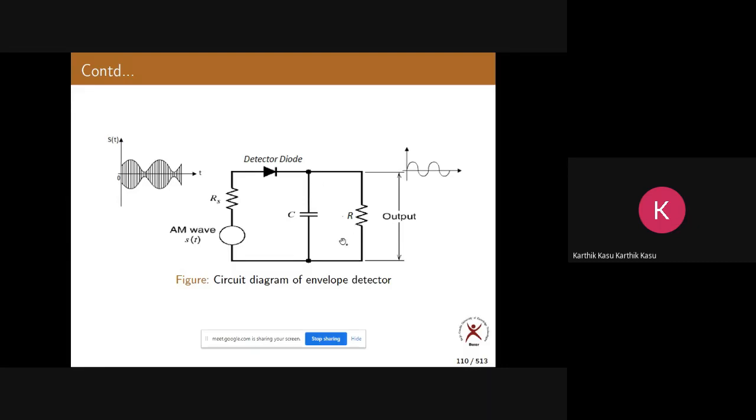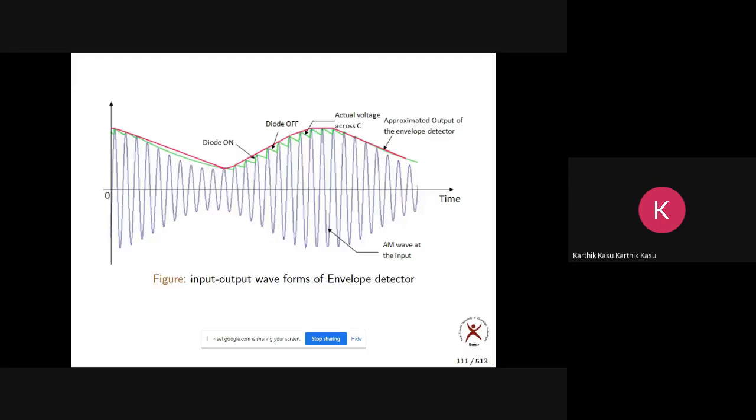Simply, during the positive half cycle of the carrier, the diode will be on, and the capacitor charges. During the negative half cycle of the carrier, the diode will be off, and it will discharge. So this is charging, discharging, charging, discharging, like this. This shows the charging and discharging of the capacitor. Otherwise, it is very clear, the actual voltage across C. If you take an approximation, this will be the envelope.